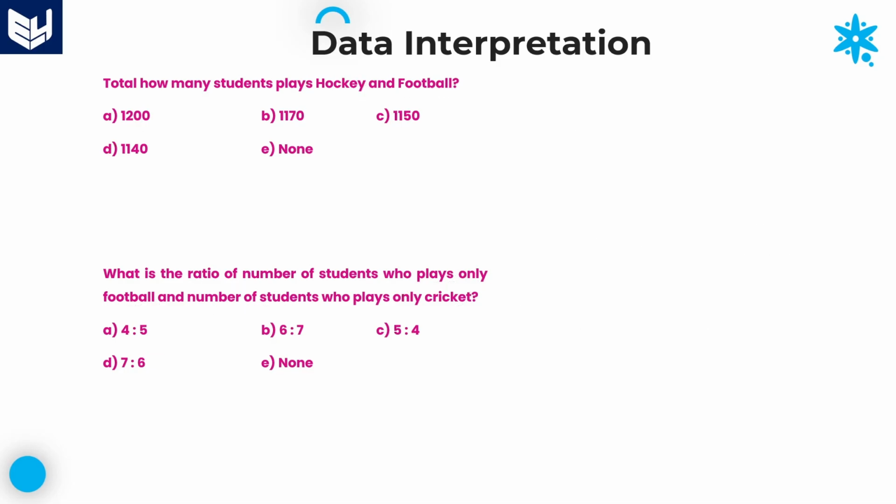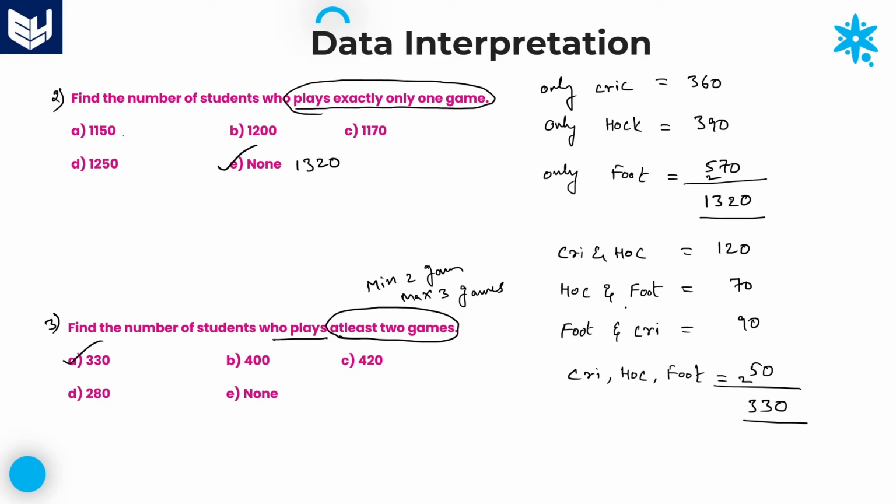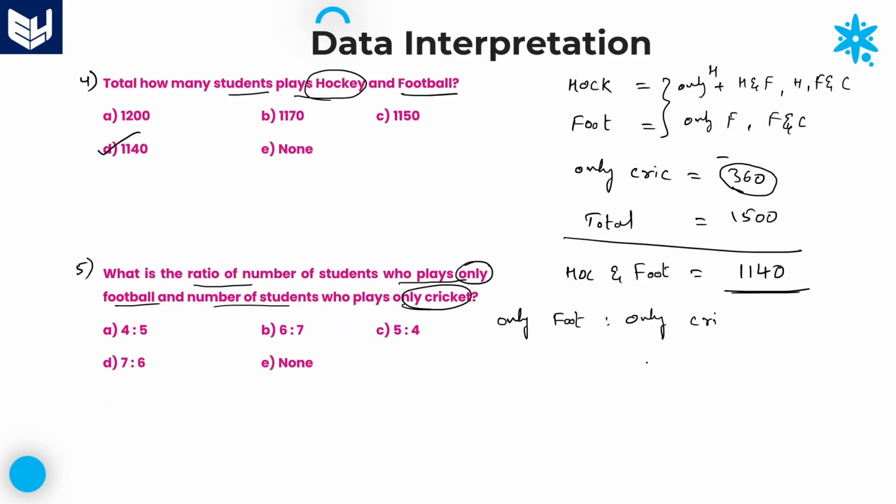See, if you observe carefully, go back to only football. Only football is 570, only cricket is 360, right? You just take those two values. First value is only football, which is 570, is to only cricket, 360. Here the zeros get cancelled. After that you can cancel with the 3 table. Three ones are three, and next three nines are twenty-seven. After that, three twelves are thirty-six.